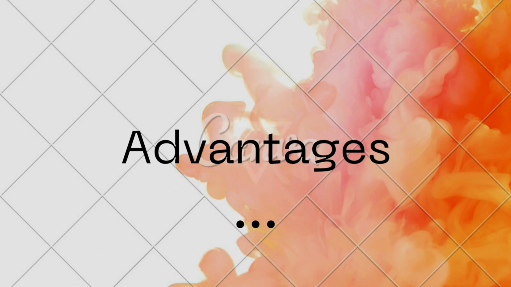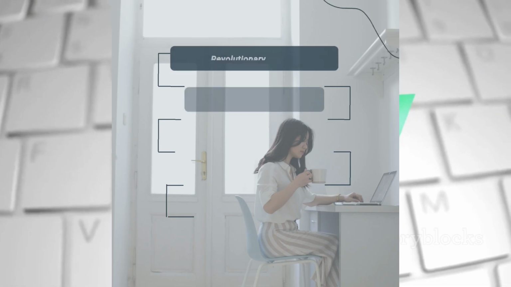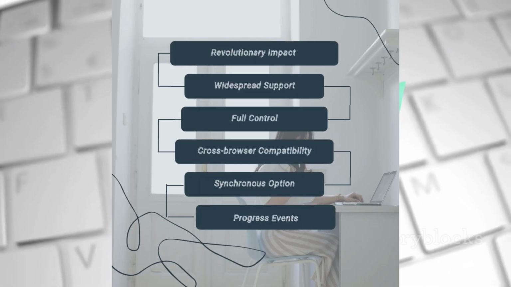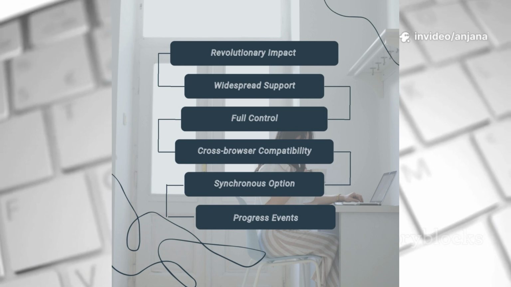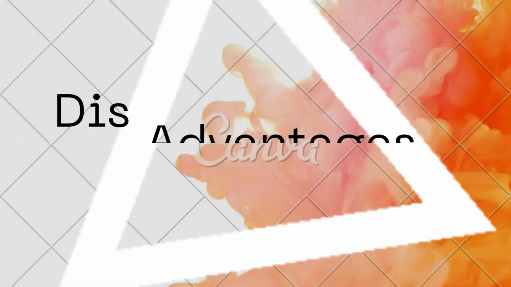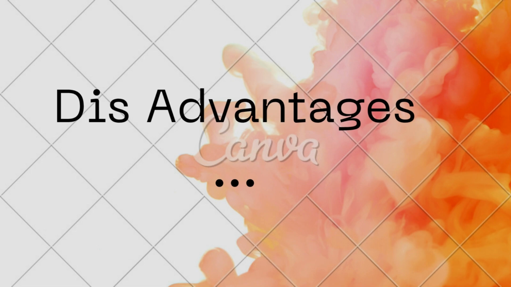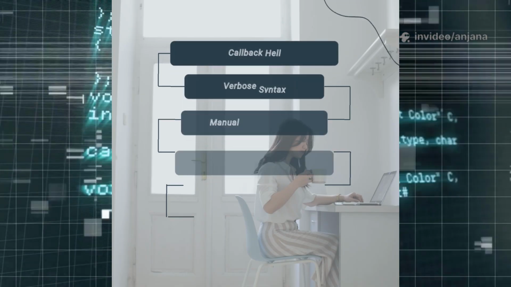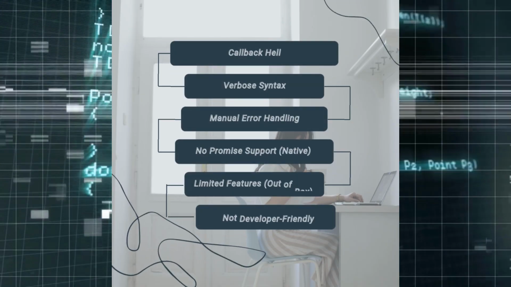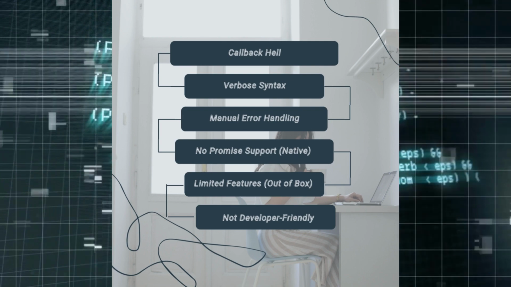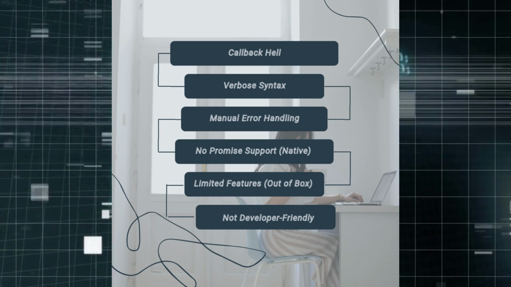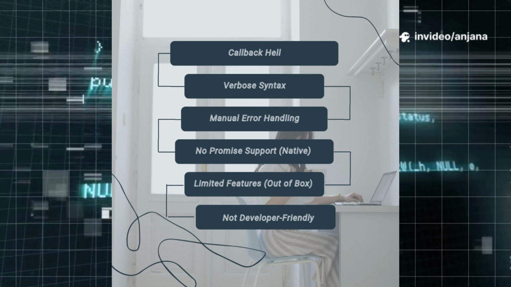AJAX advantages: revolutionary impact on web development, works in very old browsers, gives you complete control over requests, and has built-in progress tracking. But it has drawbacks: verbose syntax, callback hell, manual error handling, and no native promise support. It requires much more code than modern alternatives.